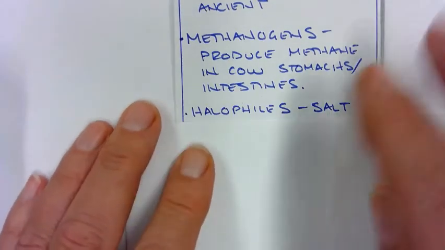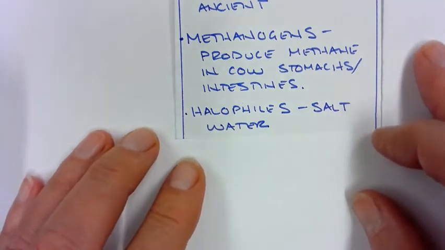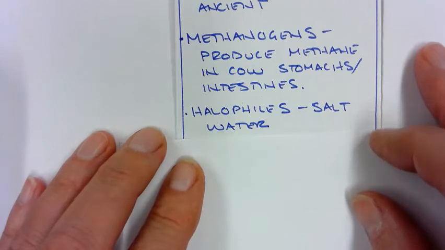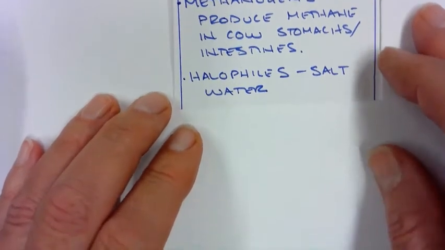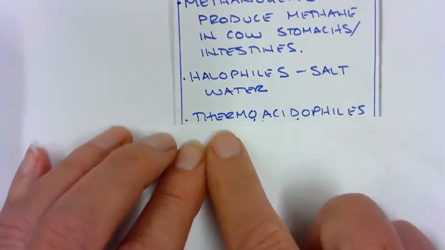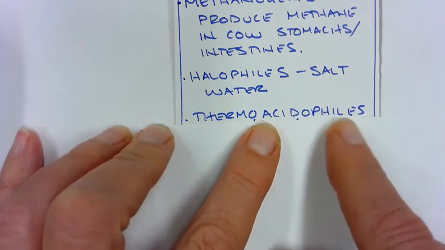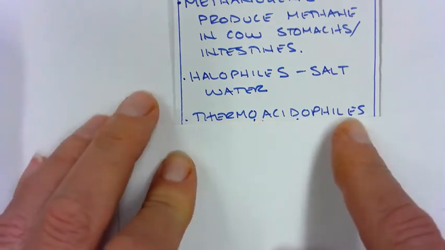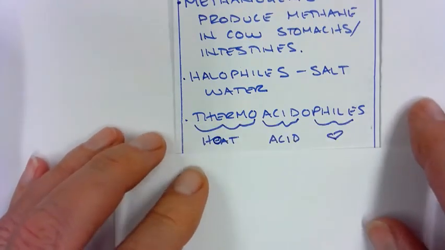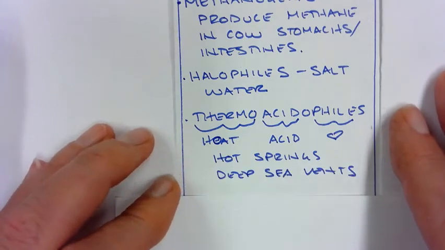Another type are called halophiles. Halo is basically a type of salt. These are ones that are found in like the Great Salt Lake. These are found in saltwater habitats. And the last one are called thermoacidophiles. So therm means heat, acid means acid, and phile means, like Philadelphia, love. So this is hot, acid, love. These are organisms that are found in hot springs and deep sea vents.